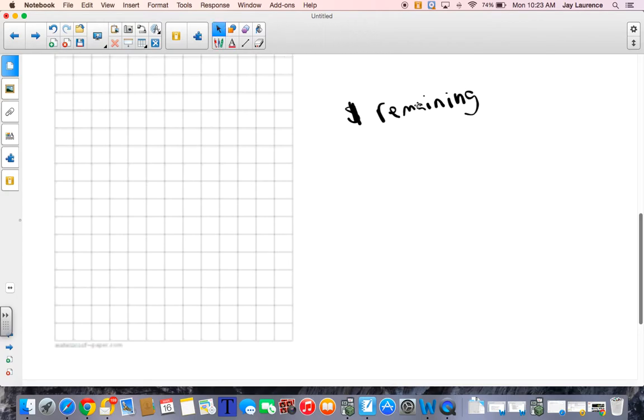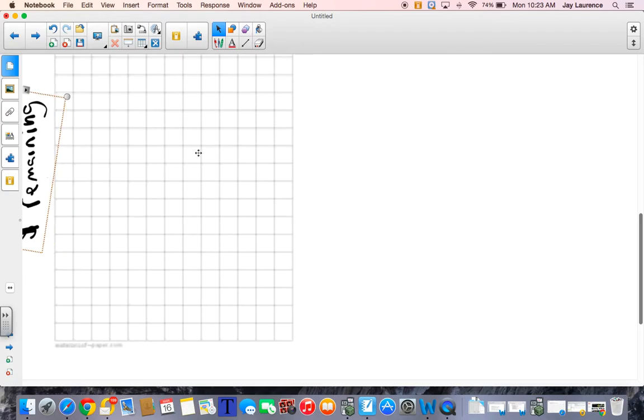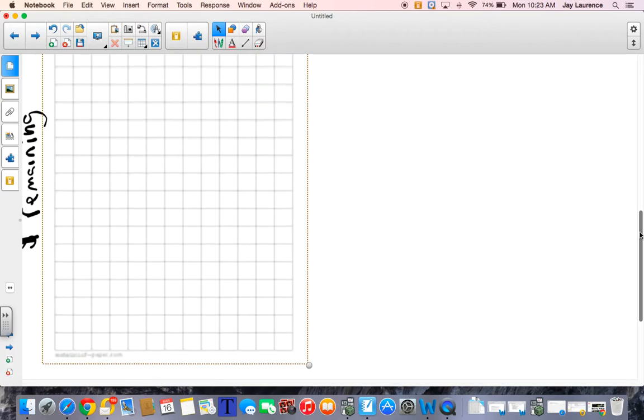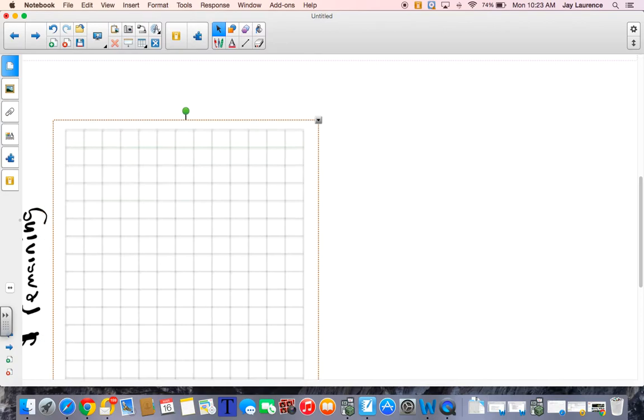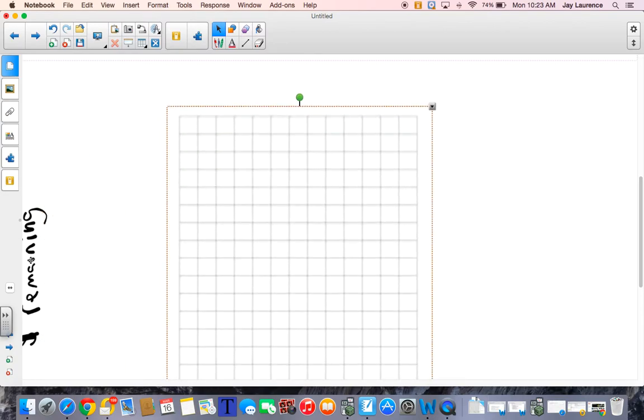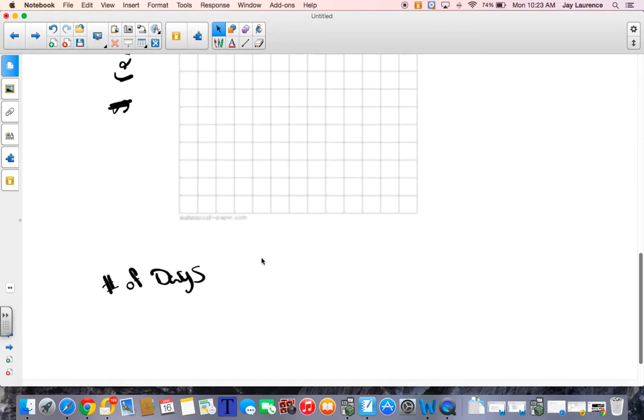All right, so let me turn that. Put that on my y-axis. Can I move this over? No, I have it locked, don't I? All right, let me unlock that. I think it might be, oh no, it's not locked. But it won't move. There we go. All right, so the money remaining and the number of days.